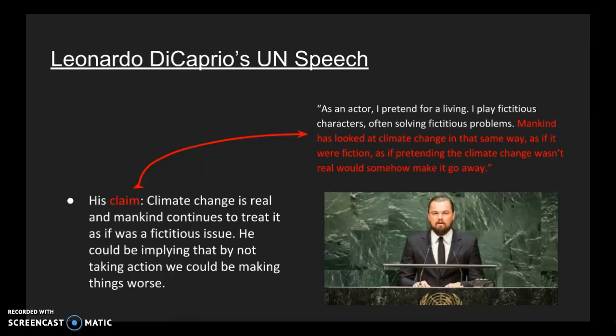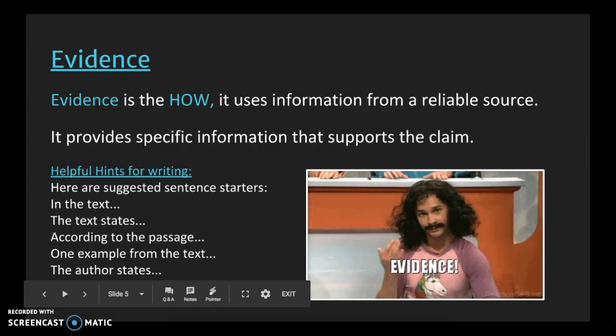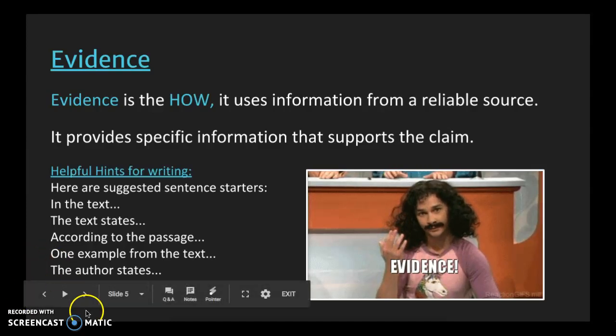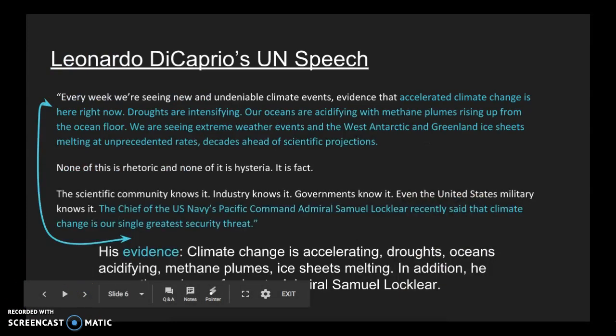So let's see what his evidence is for this claim. Once again, evidence is the how. It uses information from reliable sources and provides very specific information that supports his claim. Let's look at some of this evidence. Going back to the transcript, this is taken directly out of Mr. DiCaprio's UN speech.